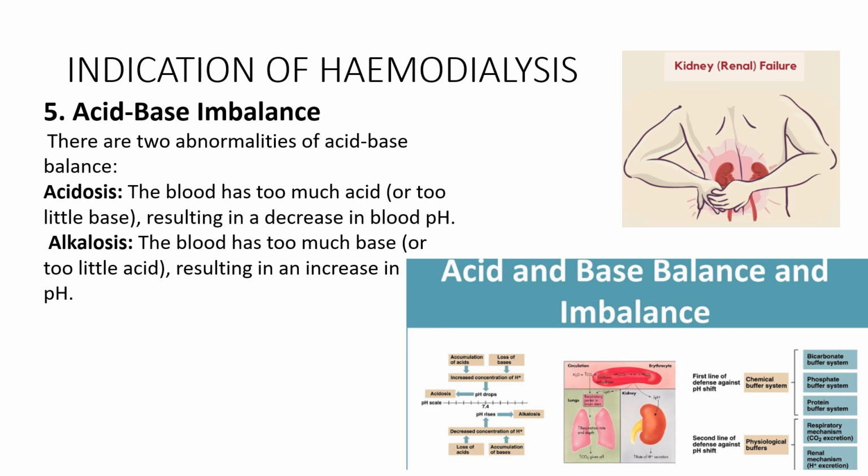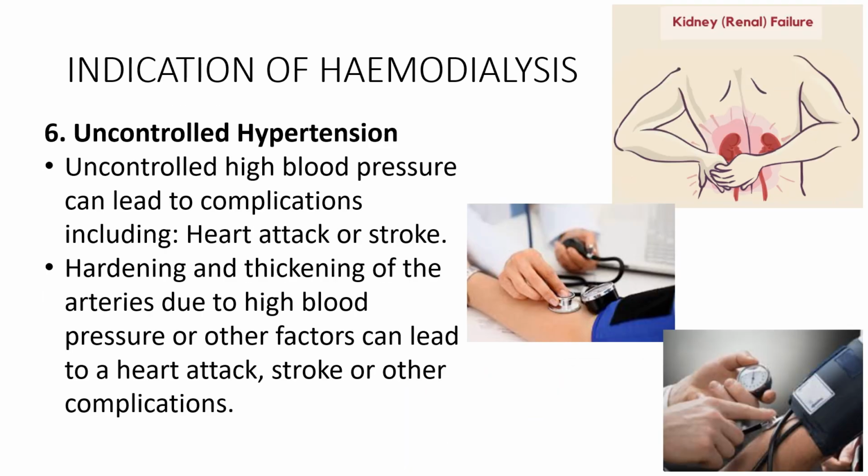Next indication is acid-base imbalance. So acidosis is when the blood has too much acid, resulting in a decrease in blood pH, or alkalosis is when the blood has too much base, resulting in an increase in the pH value.